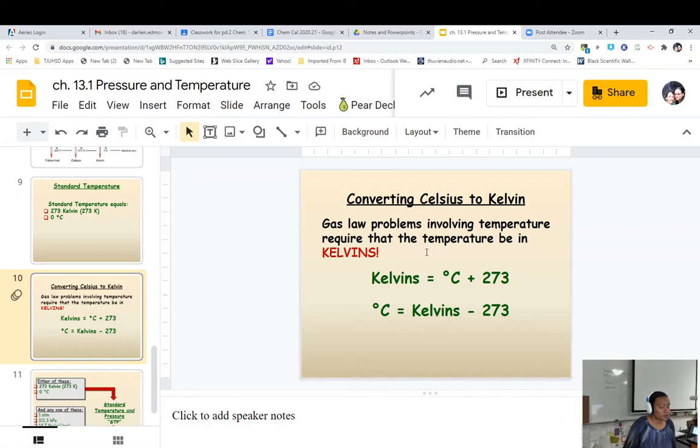So this is how you convert Celsius to Kelvins. You're going to add 273 if you have Celsius degrees, and if you have Kelvin and you need to find your Celsius, it's going to be subtracting 273. Okay, so you have those down.